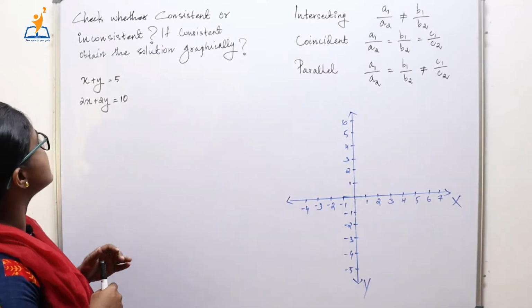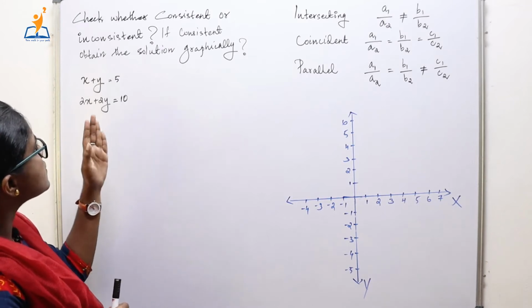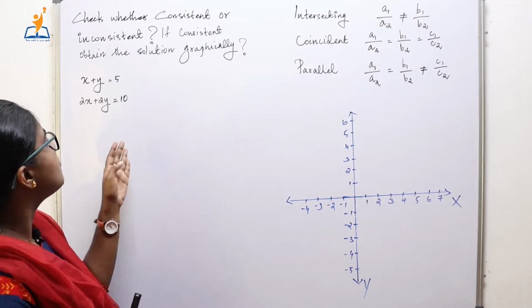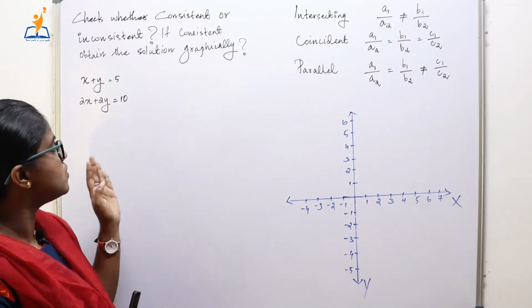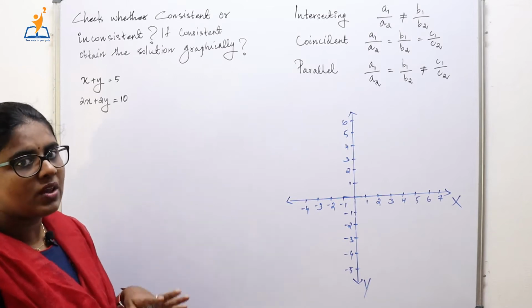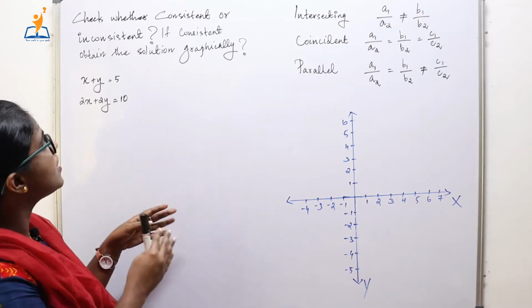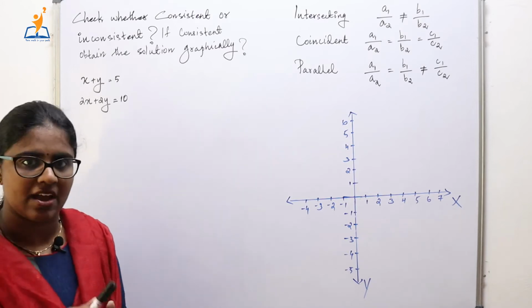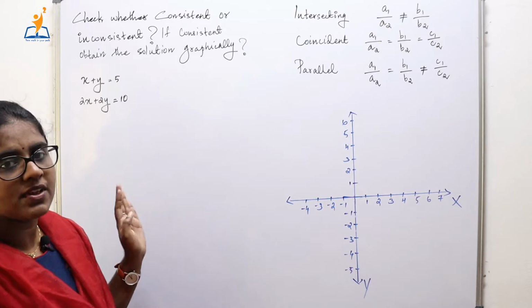The first question is x plus y equals 5 and 2x plus 2y equals 10. We want to check whether the solution of this pair of equations is consistent or inconsistent. And if it is consistent, we have to find the solution graphically. So first of all, we have the question here.